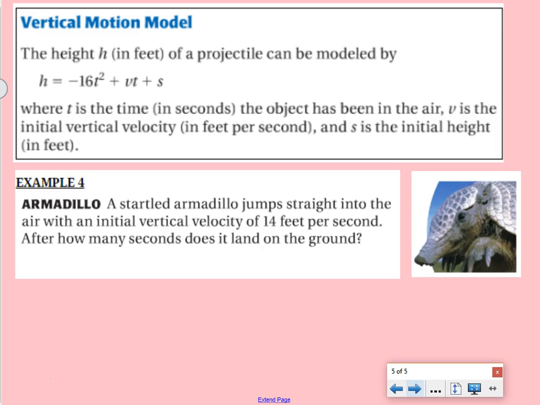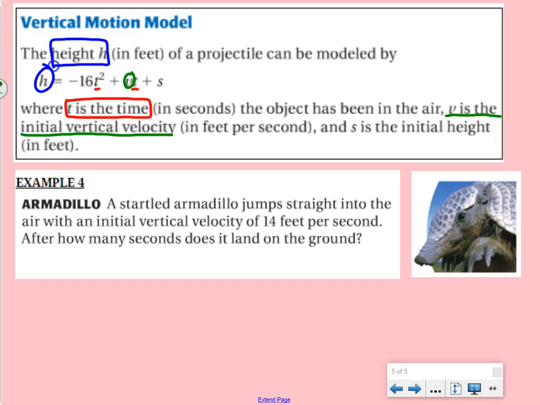The last piece is this vertical motion model. You might recognize this form from that Mastery Connect final that we took. But this tells us the height, h, in feet of a projectile, so its height at any given time, is modeled by this equation, where t is the time, so t is time in seconds the object has been in the air. V is the initial vertical velocity, this v right here, and s is the initial height.